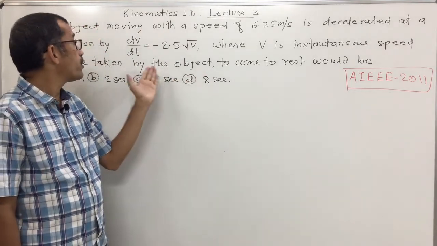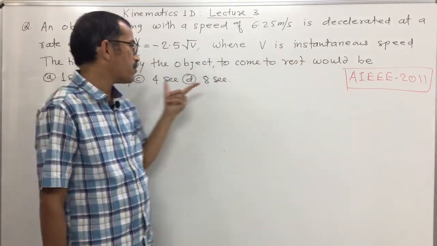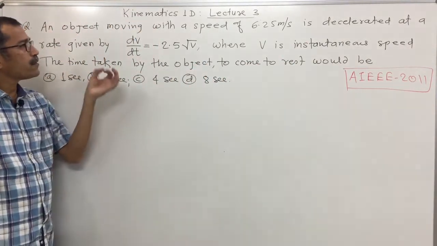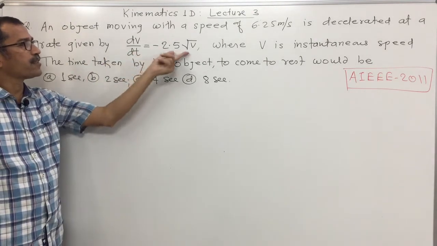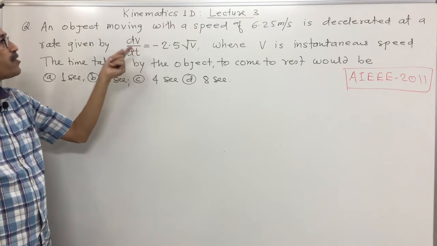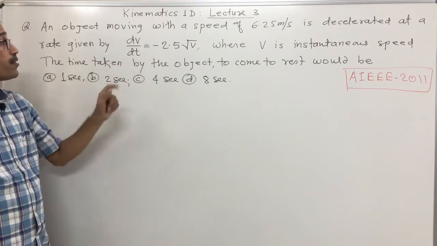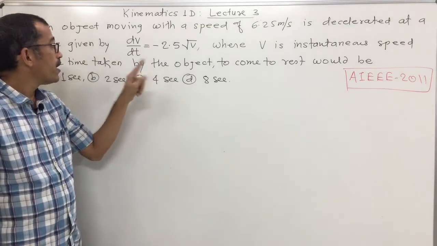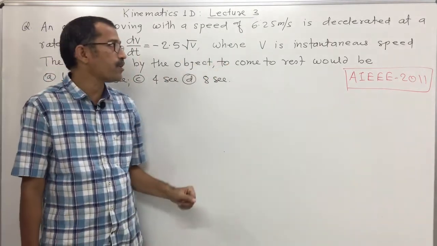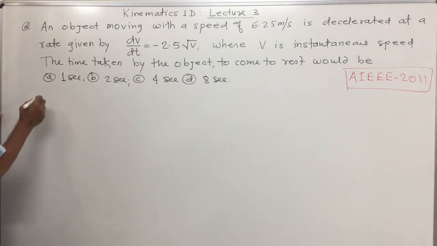What you have to find out? Time taken by the object to come to rest. There are 4 options. Now simple, acceleration in terms of v is given. What we'll do? We'll find out equation of velocity in terms of time t, because when velocity becomes 0, at what time it becomes 0 you have to find out. That means relation between velocity and time is expected. Simple. See here.